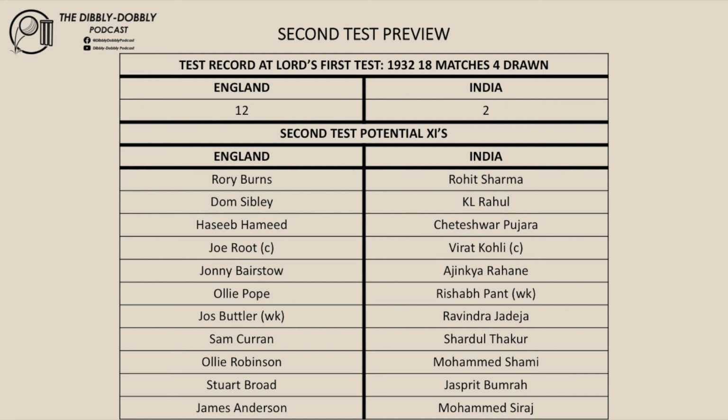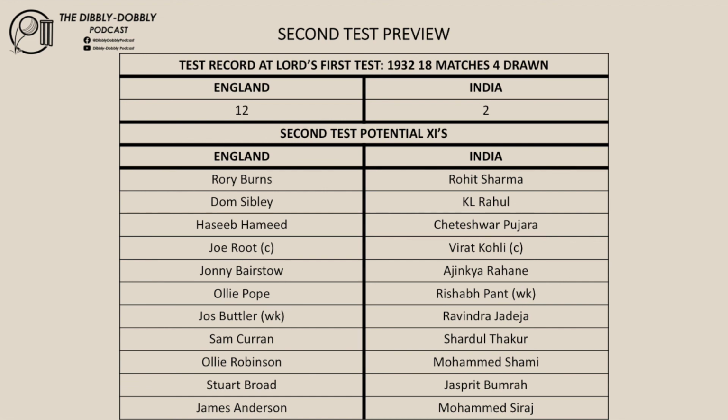It's not a bad option for England to try Hamid and Ollie Pope, give him another opportunity. He's been playing poorly as well, but give him another opportunity to see if he can score runs here in this second test match. So that could be the potential 11 for England in this second test match. Let's have a look at India's potential 11 for this second test match. Rohit Sharma, Rahul, Pujara, Kohli, Rahane, Pant, Jadeja, Thakur, Shami, Bumrah and Siraj.